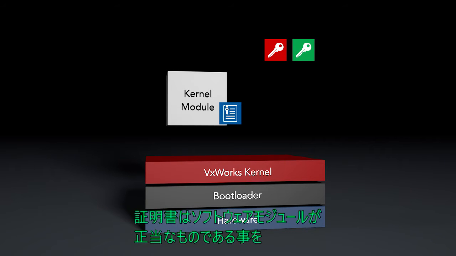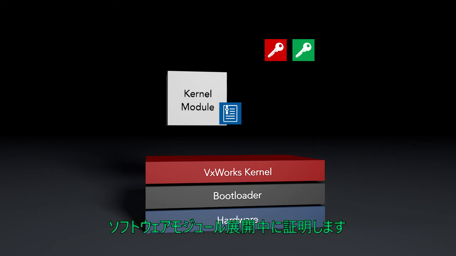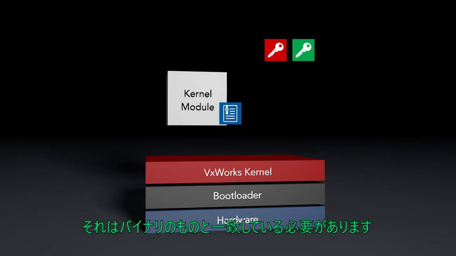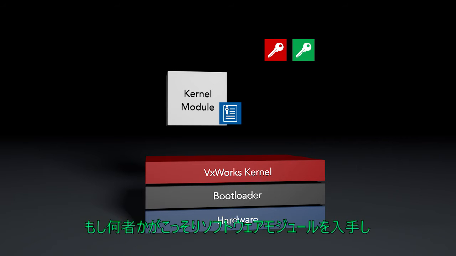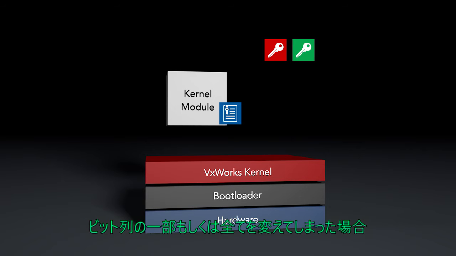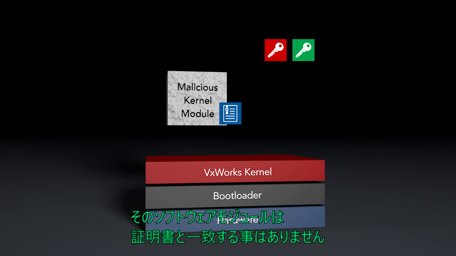The certificate identifying the software module as legitimate accompanies the software module during deployment. The certificate stores an encrypted signature that must match its accompanying binary. Note that if someone were to sneak in and change a few bits in the software module or change out the bits completely, then the software module no longer matches what's on their certificate.